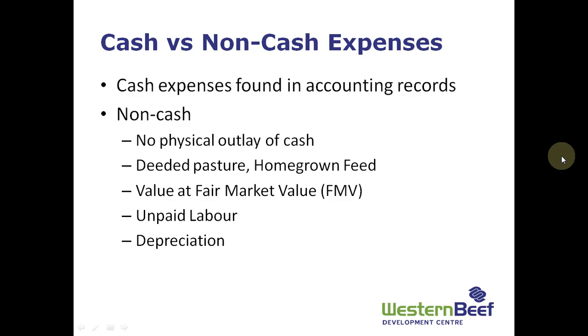So when it comes to cash versus non-cash expenses, we've just finished talking about cash and non-cash revenues. Cash expenses are those that are found in your accounting records. Non-cash, there's actually no physical outlay of cash. They're often sizable and very important to consider, and we consider them inside of cost of production analysis. Those would be the deeded grazing, so your own land that your cattle graze, and your homegrown feed. And we've just talked about how you're going to make your cows pay fair market value, essentially what you could rent your pasture out for, or sell your hay off your operation for. Unpaid labor is another non-cash expense, as is depreciation.